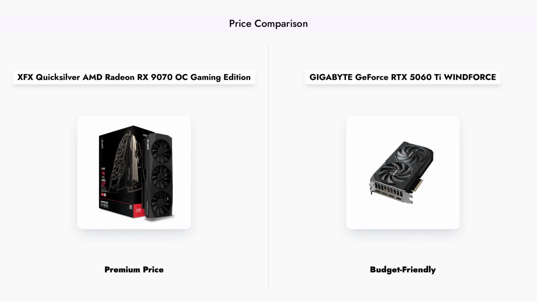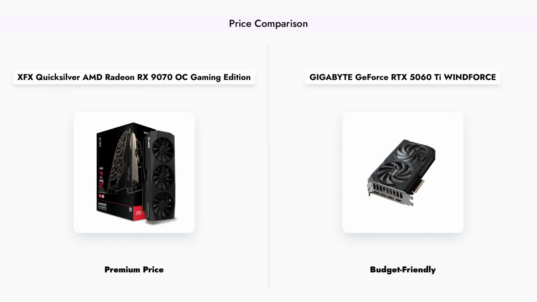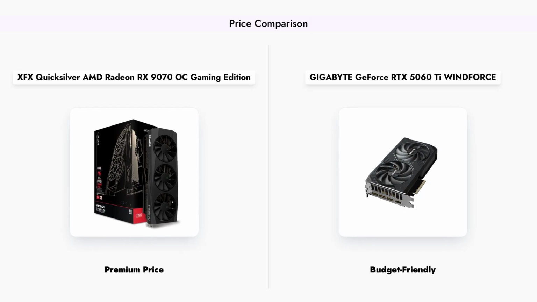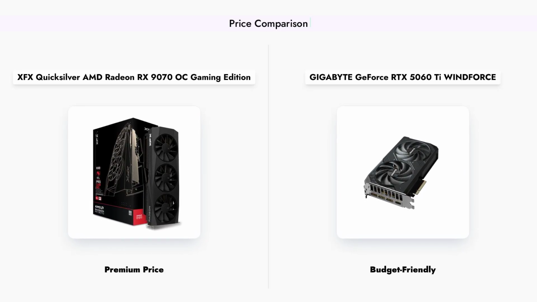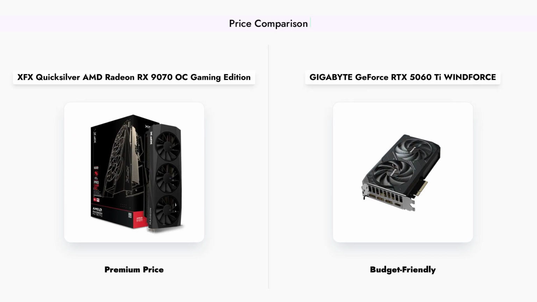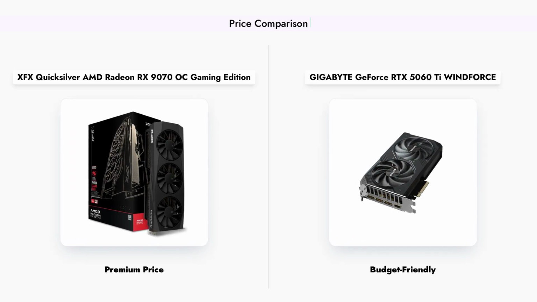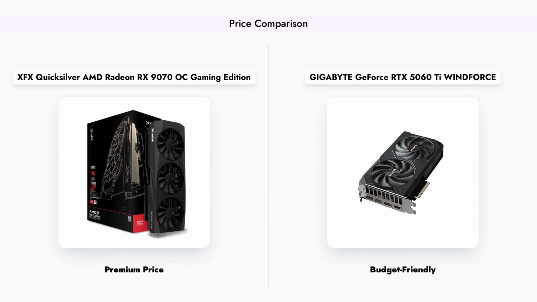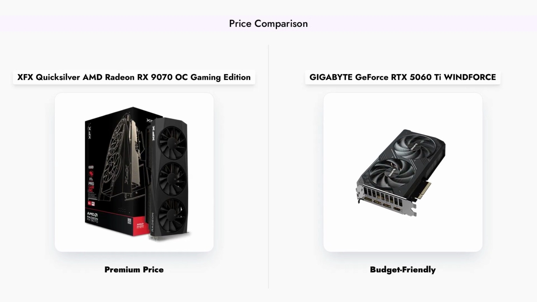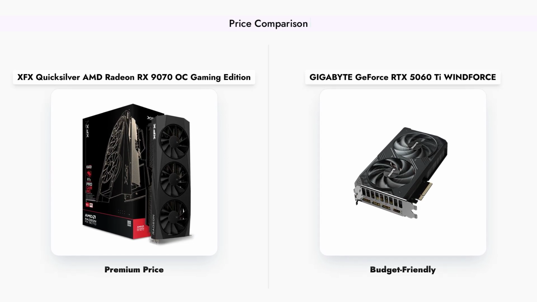Price is a crucial factor in any GPU decision. The XFX Quicksilver RX 9070 OC comes at a premium price of $619, reflecting its high-end features and performance. On the other hand, the GIGABYTE RTX 5060 Ti is priced at a more budget-friendly $429, making it an attractive option for gamers looking for value without sacrificing too much performance. This price difference may influence your choice depending on your budget and gaming needs.